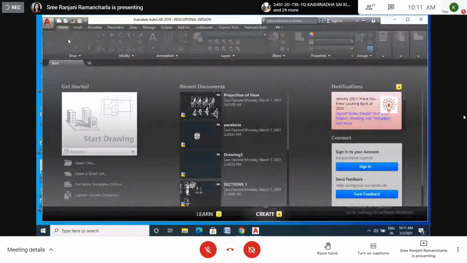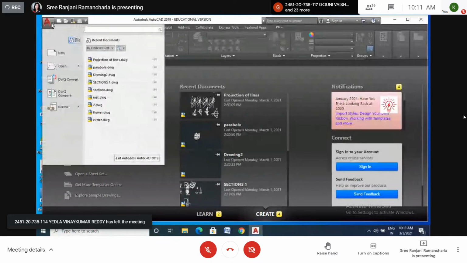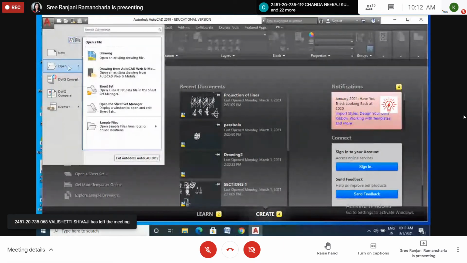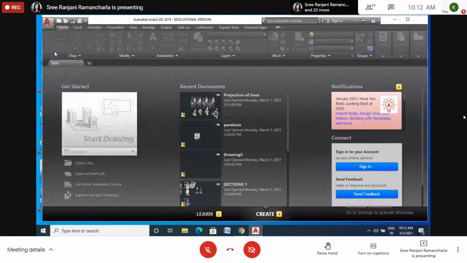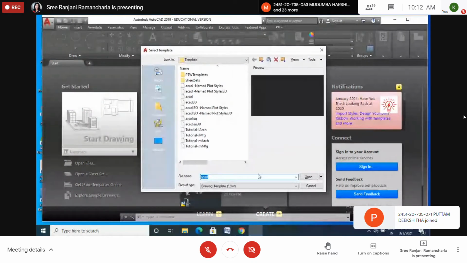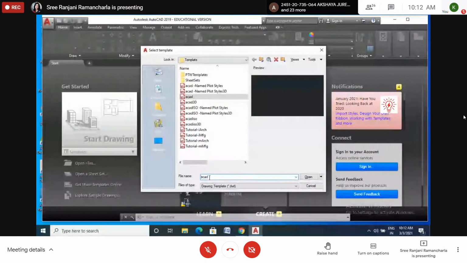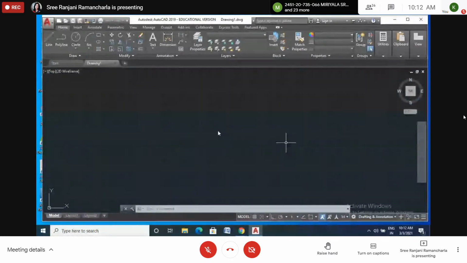Okay. Now open a new file. Take a new one. So let it be here like this only. Later on we'll change the file name, then open it. We'll get the blank screen now.